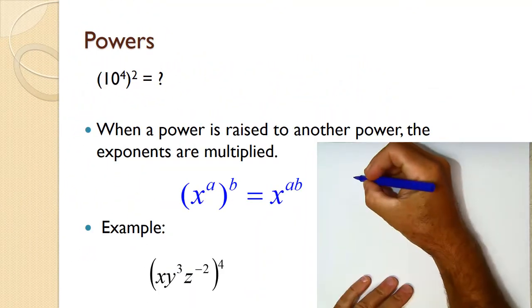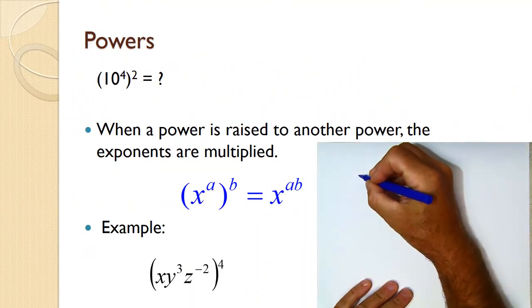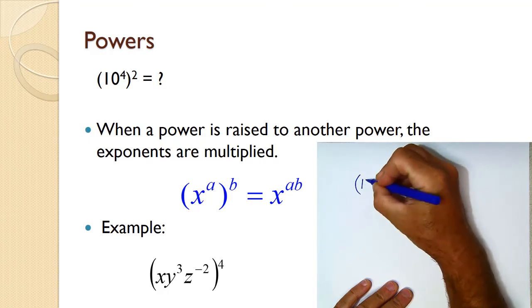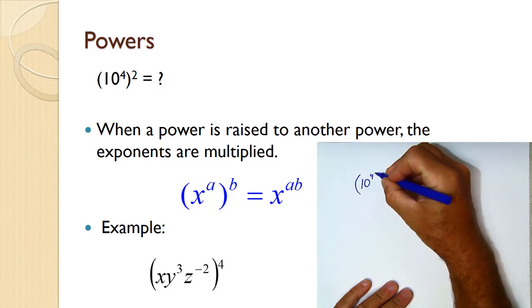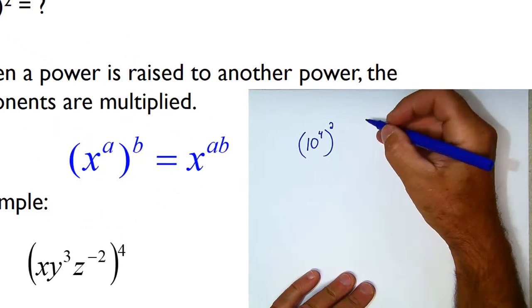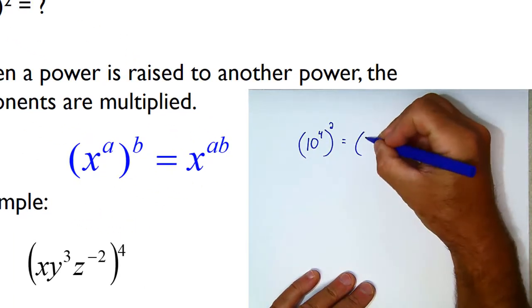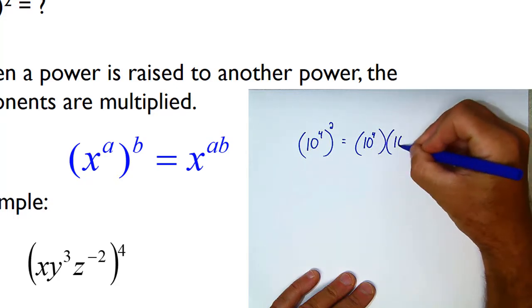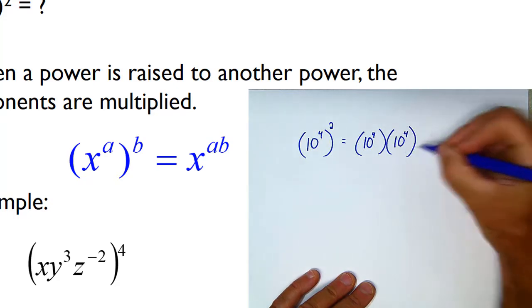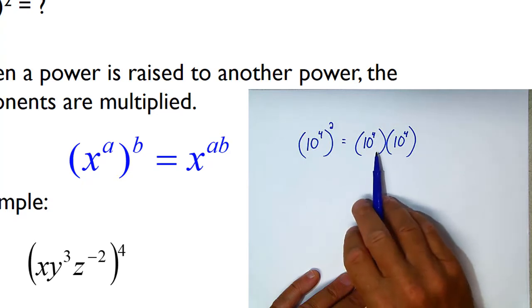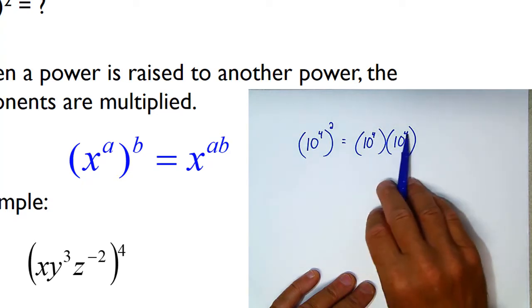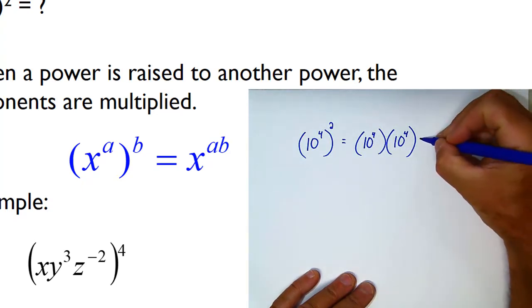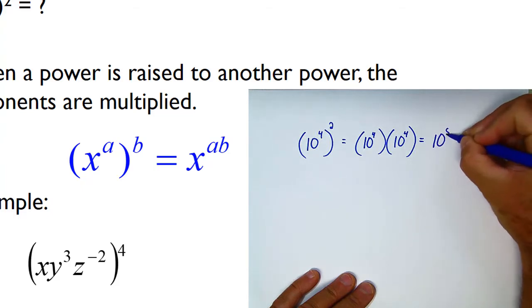Okay, our third property of exponents says that if we have something like 10 to the 4th and we square that, that's the same as saying 10 to the 4th times 10 to the 4th. Or in other words, we have 2 groups of 10 to the 4ths. And we saw earlier that 10 to the 4th times 10 to the 4th, that's the same base, we could add those up. That gives us 10 to the 8th.